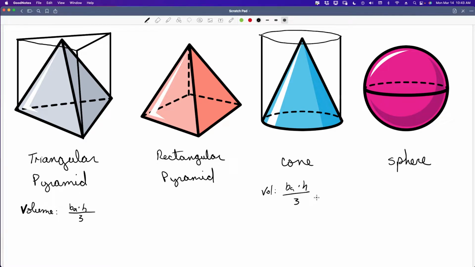The sphere is a little bit different because we have two halves here. That's how you have to think of it. But the sphere also uses the right circular cylinder in order to calculate.